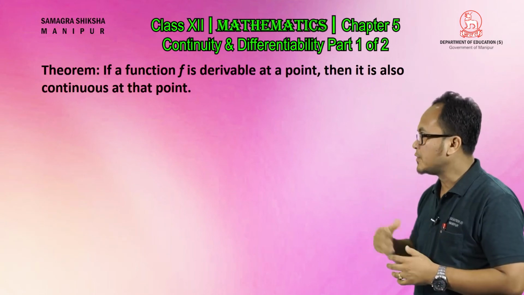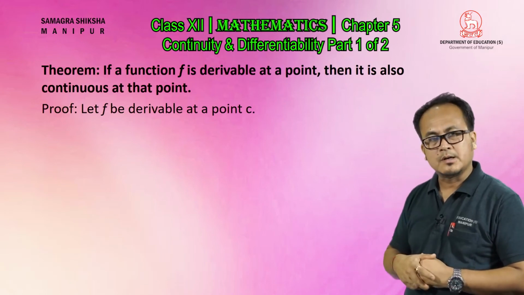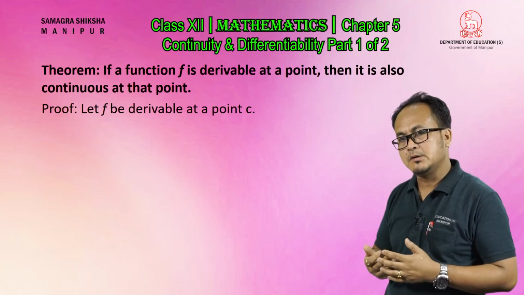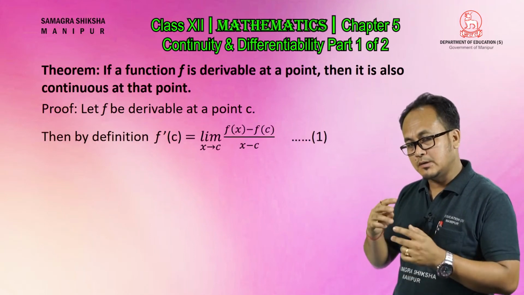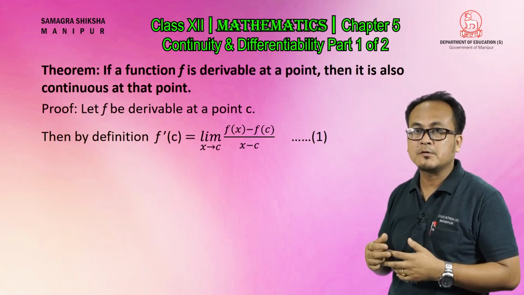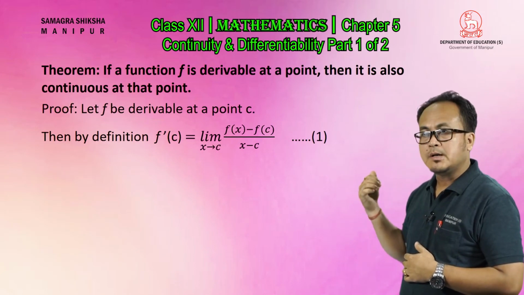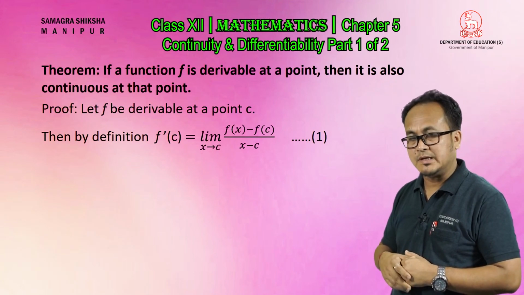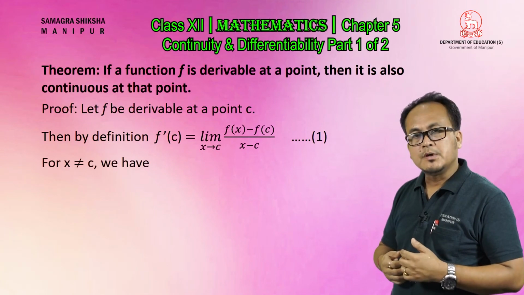Proof: let f be derivable at a point c. Then by definition, f dash c equals the limit of f of x minus f of c by x minus c, when x tends to c. Let this be equation 1.